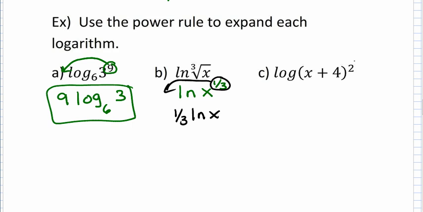Now, here there's a combination, because notice I have this exponent and I have addition in here, but first let's roll this to the front. So I get 2 times log of x plus 4. And that's it.